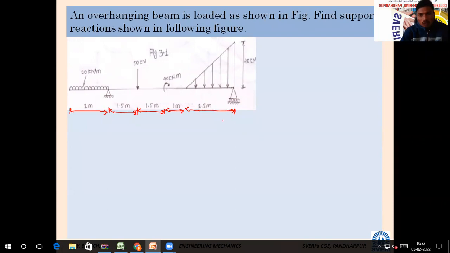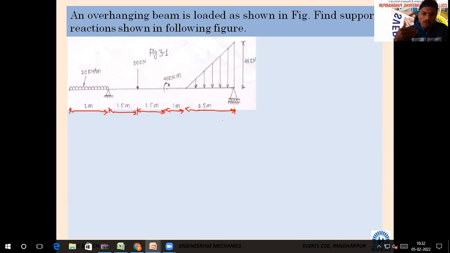Why are we going to call it overhanging? The supports are at one or both ends? What? One or both ends? One support is inside of the end of the beam. Very good. One support is inside.